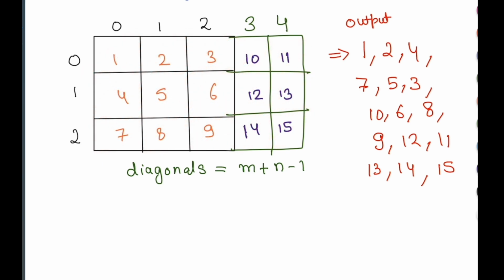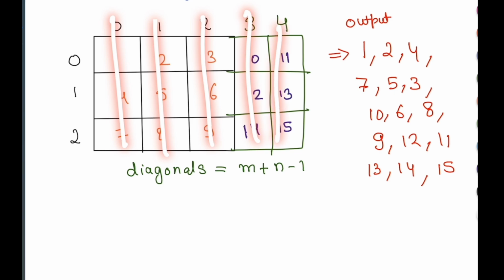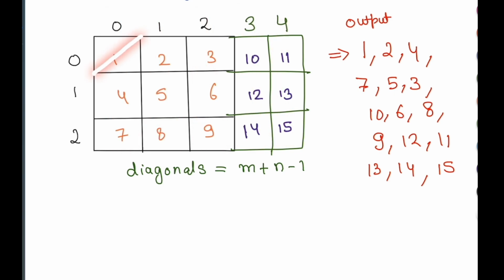As of now, forget about whether we have to traverse up or down. Just focus on how to identify what the different diagonals are. So what you actually have to do is start through these elements, all the row elements, the first element of each row, and all the column elements, the last element of each column. Basically this is the diagonal starting from this point.